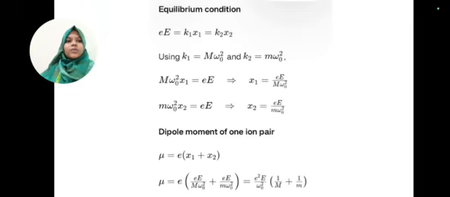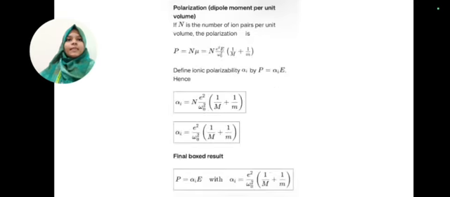Dipole moment of one ion pair, nu equals e times x1 plus x2. nu equals e into small e capital E divided by capital M omega naught square plus small e capital E divided by small m omega naught square. That is e square capital E divided by omega naught square into 1 by capital M plus 1 by small m. Polarization, dipole moment per unit volume.